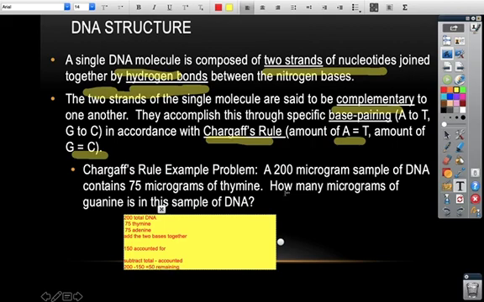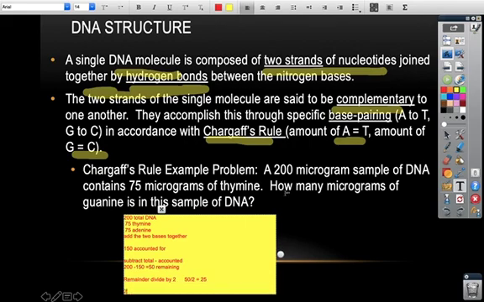So if you go back and think about DNA, DNA has 4 bases. So we have 2 more bases that we have to share the remaining amount with. So we're going to take the remainder and we're going to divide it by 2. So for our problem, that's going to be 50 divided by 2, and that equals 25. So that means there are 25 micrograms of cytosine and there are 25 micrograms of guanine in this sample.